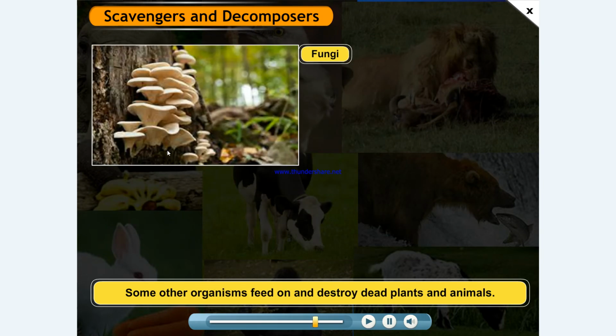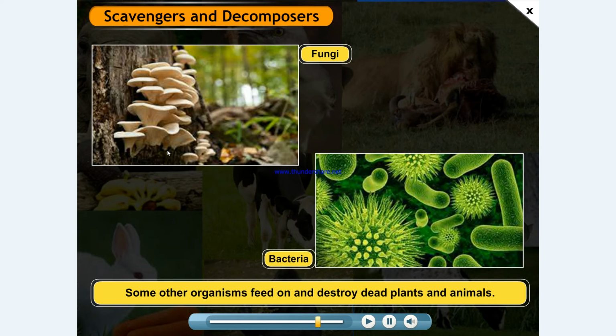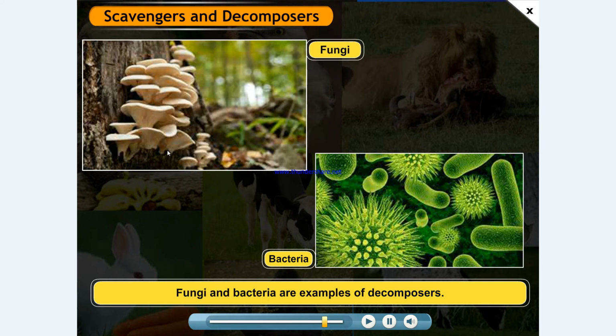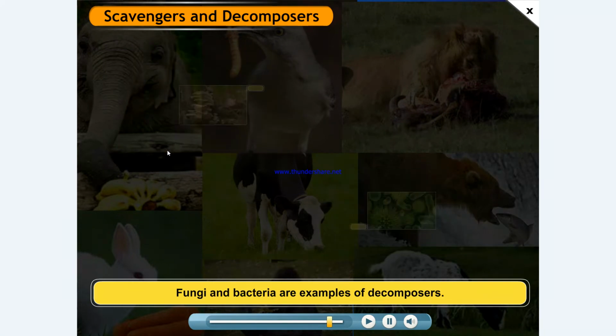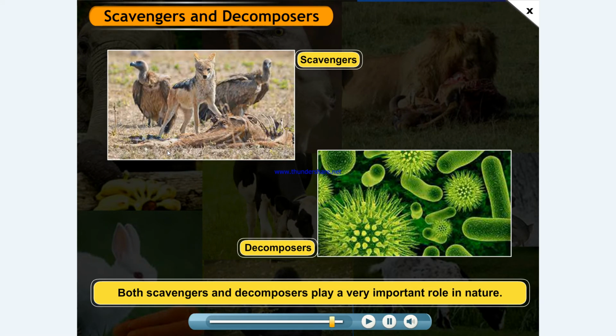Some other organisms feed on and destroy dead plants and animals. These organisms are called decomposers. Fungi and bacteria are examples of decomposers. Both scavengers and decomposers play a very important role in nature. They clean our environment and keep our surroundings clean.